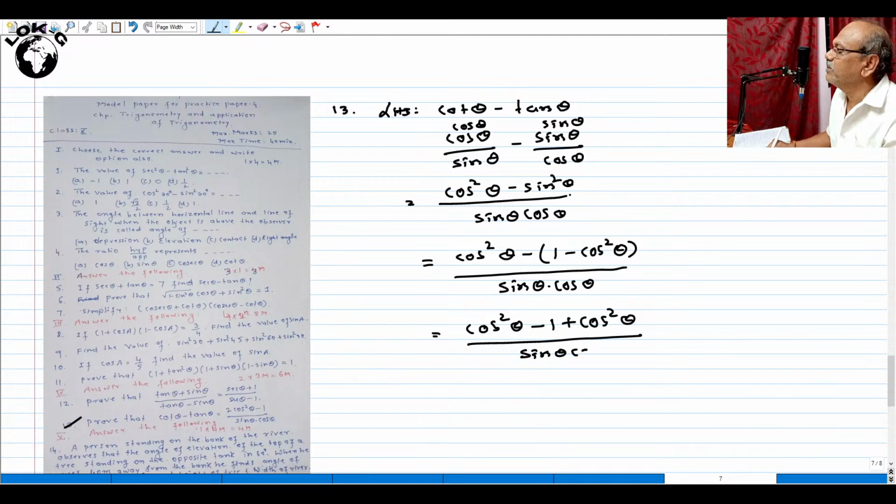I hope you are understanding. That is equal to cos square theta plus cos square theta becomes what? 2 cos square theta minus 1 upon sine theta into cos theta, right?